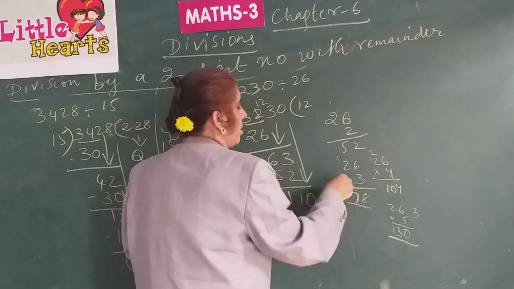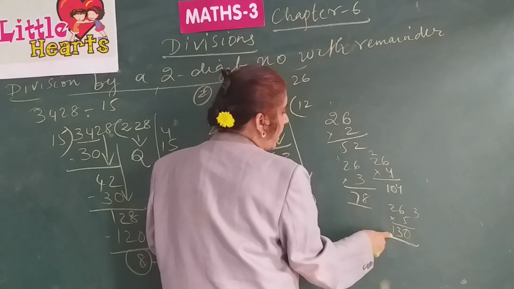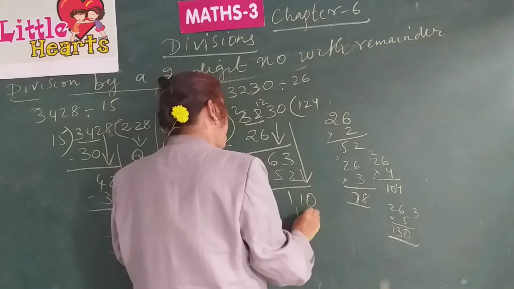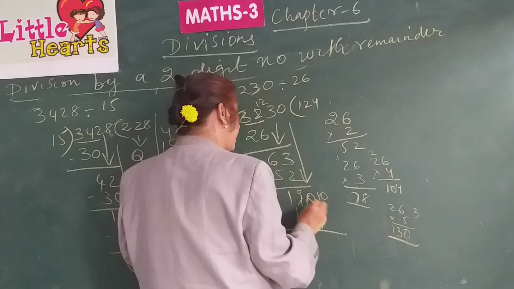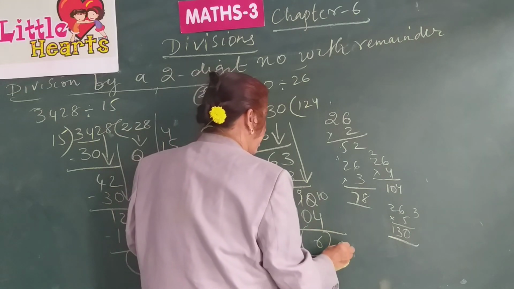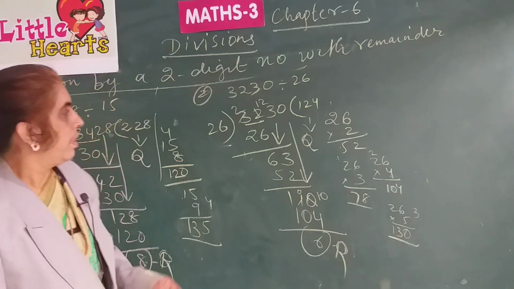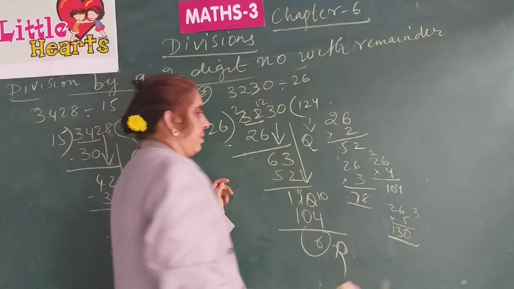So as 26 fives are 130, which is greater than 110, we have to go with 26 fours are 104. 10 minus 4, 6 is the remainder. So a 4-digit number is divided by a 2-digit number.